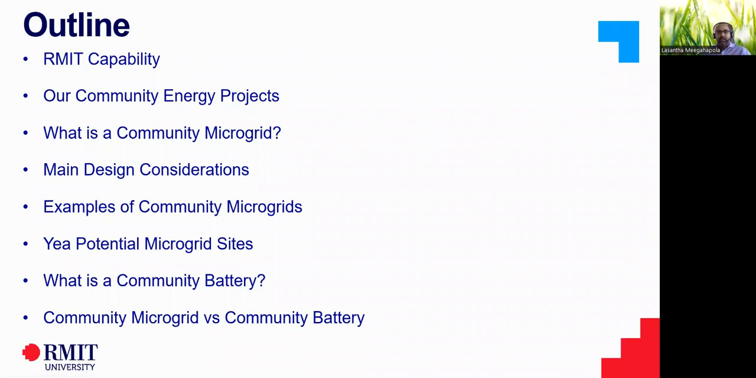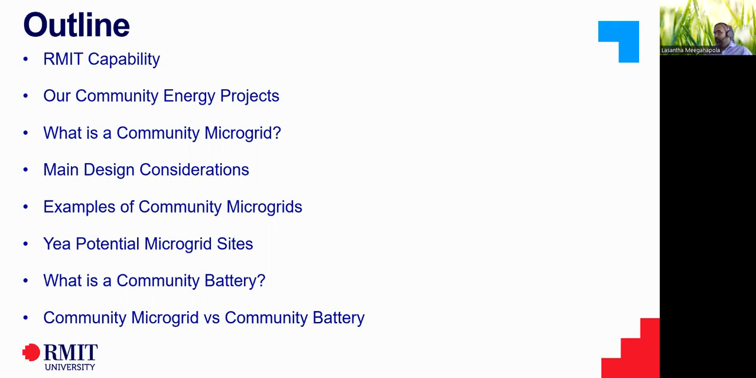So start with our research capability, and then go to the various projects that we have done before. And after that, I will go through the simple definition of community microgrids and what the main design considerations are. And after that, looking at various examples. And also, some of you may know that we have done a very primitive study on YA to identify the potential sites for the microgrids. And finally, I will talk about the community batteries and the differences between the community batteries as well as the community microgrids. And at the end of the presentation, if you've got time, I'm happy to answer any questions as well.